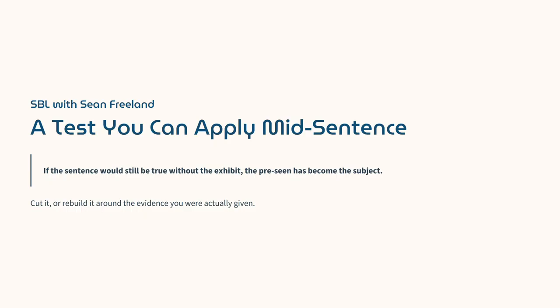Here's a very quick test which you can use whilst you're writing. Ask yourself this: would this sentence still be true if the exhibit wasn't there? If the answer is yes, you probably started writing about the pre-seen instead of answering the task. So go back, find the evidence in the exhibit, put that first, then use the pre-seen to explain why it really matters.